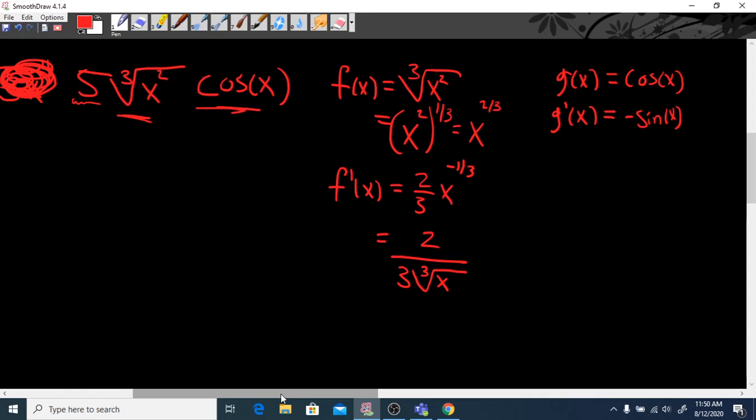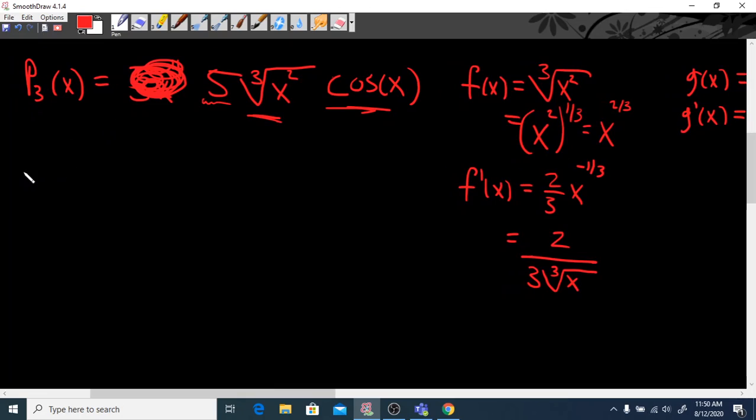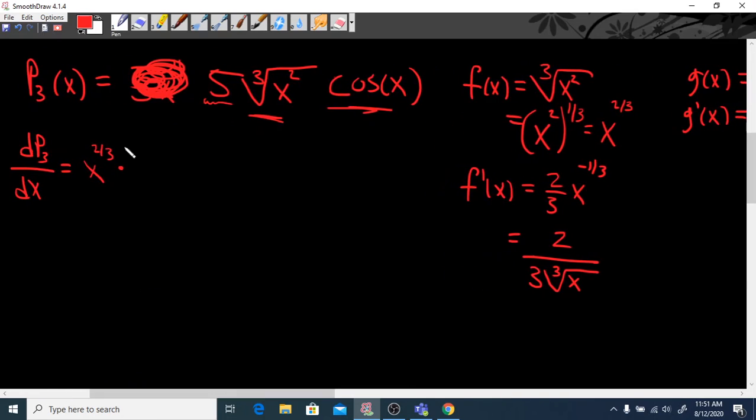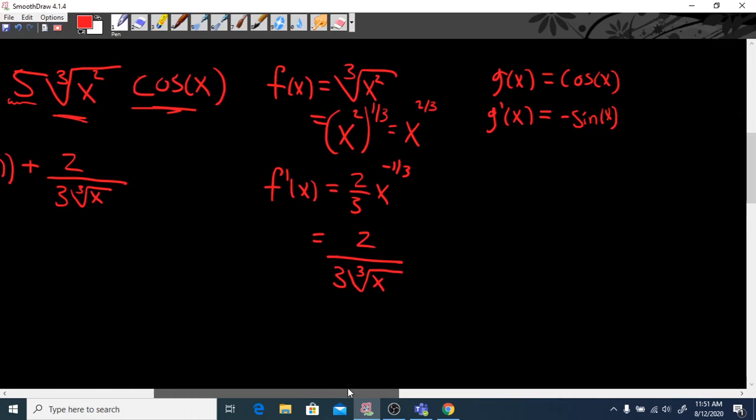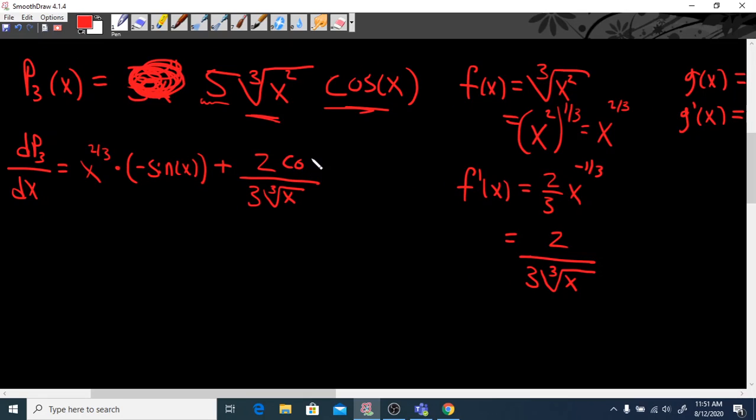So now we have all of our pieces. So let's write the total derivative, right? dp3 dx is going to be, well, it's going to be f with no derivative times g with a derivative, so negative sine, plus f with a derivative, so that's the 2 over 3 cube root of x, and then g with no derivative, so that's going to be cosine x, which we can just throw right up here. Okay. All right.